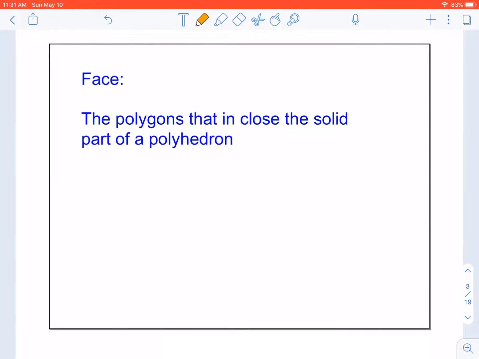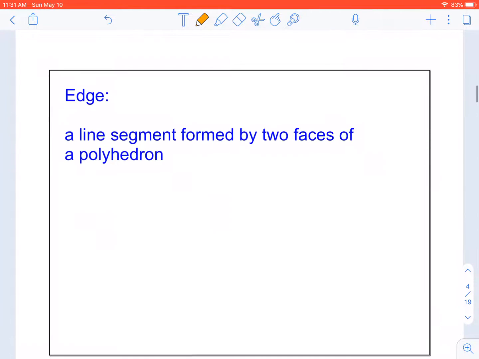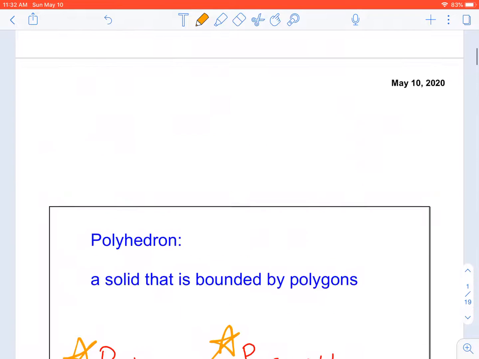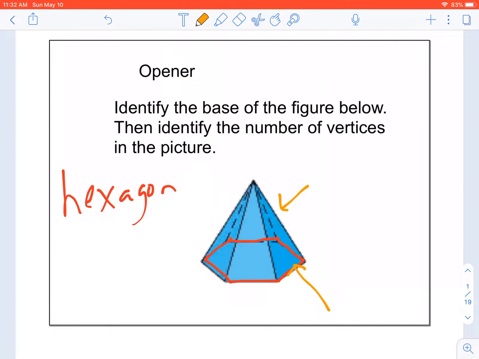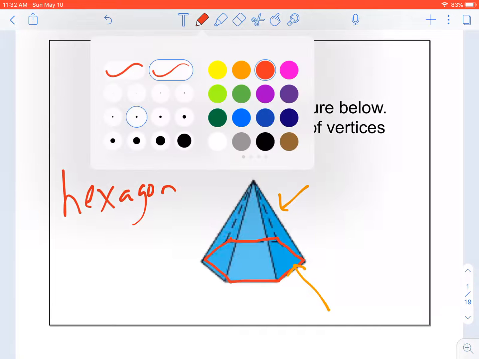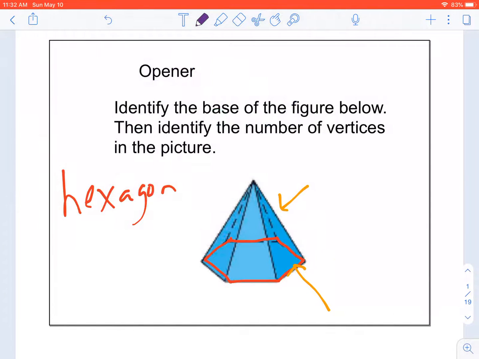Where 2 faces meet, they call that an edge. It's the line segment formed by the 2 faces of a polyhedron. So when you go back up to the opener again, an edge is where 2 of your faces meet. So if I take 2 triangles, for example, that come around, this line segment that they create right here, when they touch, that is known as an edge.